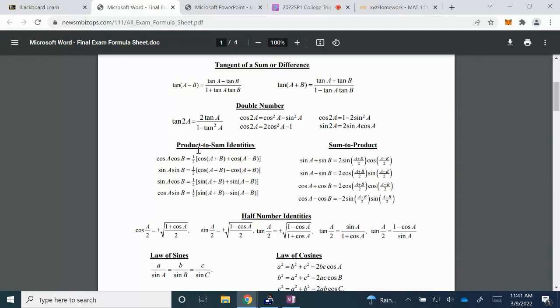Now, if we take a look at the product to sum identities, notice that on the left-hand side of our formulas, we have products. So this first product is cosine A times cosine B, and that's equal to 1/2 the cosine of A plus B plus the cosine of A minus B. Next, we have sine A times sine B. We have its formula. Then we have a mix of sine and cosine. So in the next form, we have sine A times cosine B, and we have cosine A times the sine of B.